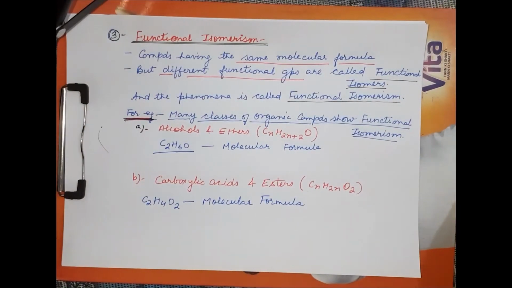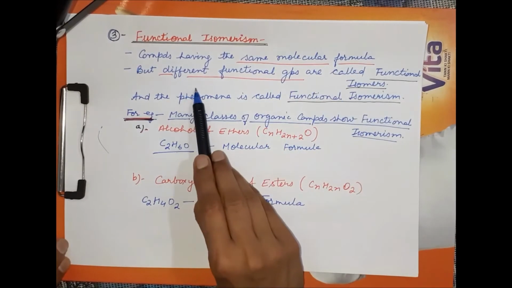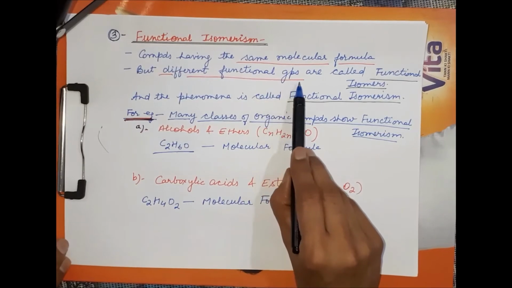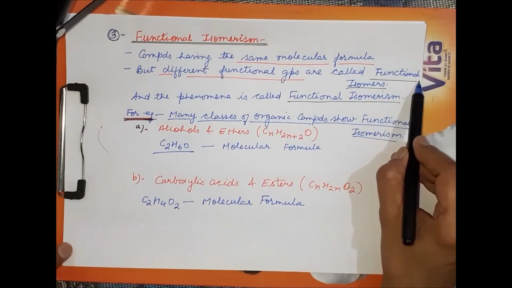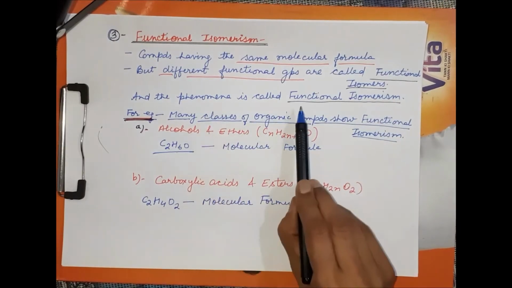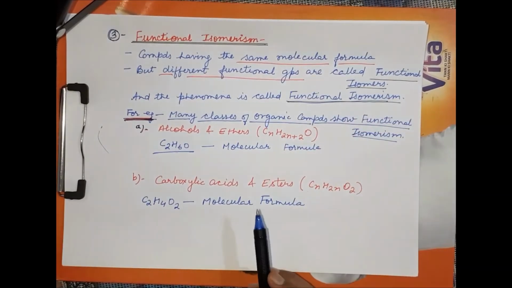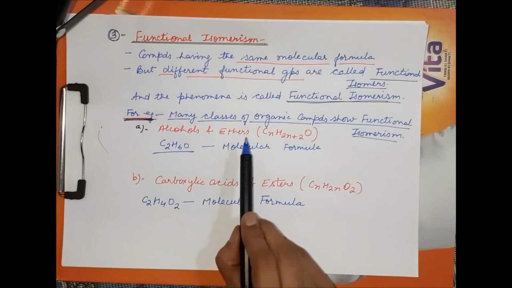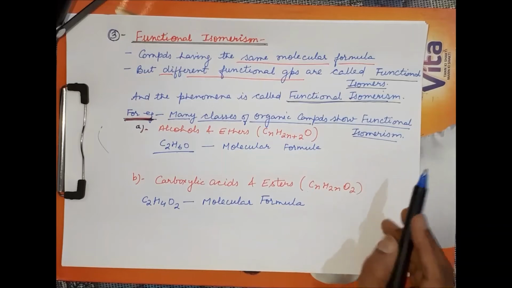So next is functional isomerism. Functional isomerism means compounds having the same molecular formula but different functional groups. When they have different functional groups, they are called functional isomers, and the phenomenon is called functional isomerism. We can understand with examples. Many classes of organic compounds show functional isomerism.